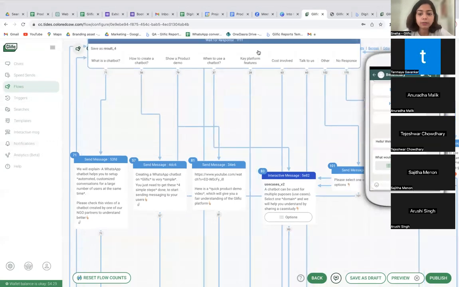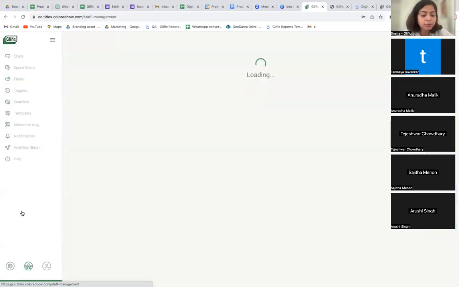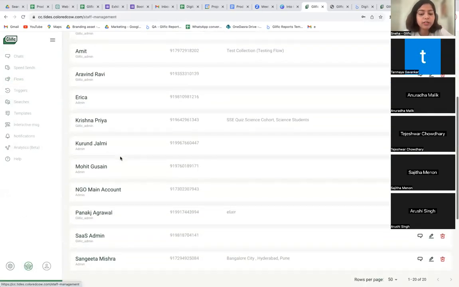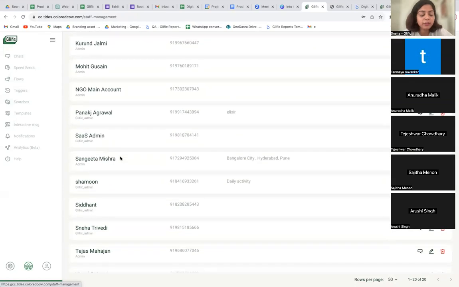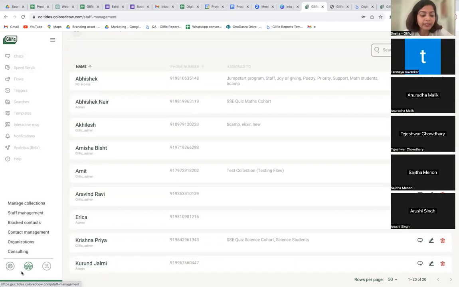Yeah, let's just go back here. Sorry. Okay. There's also an option to manage your staff, to control and give access to whoever you think is the most relevant person to handle this. Either you want to give them the entire access or you just want to give them the chat section. That's also up to you. So that is something which you can control from here.